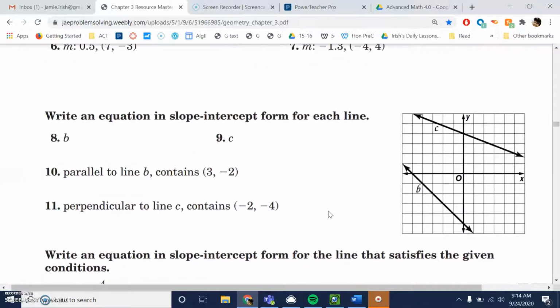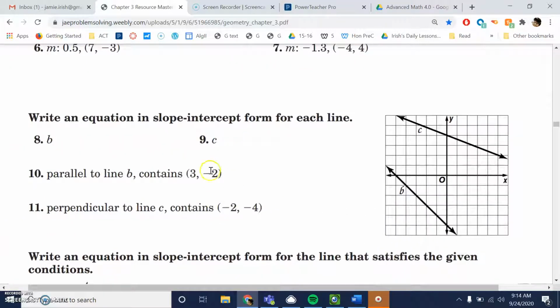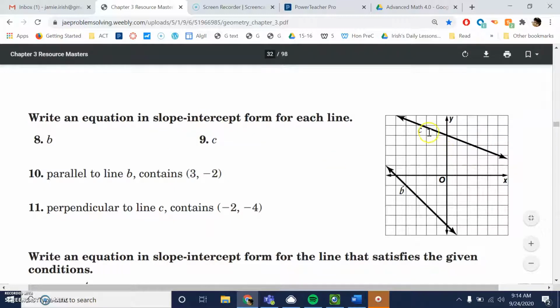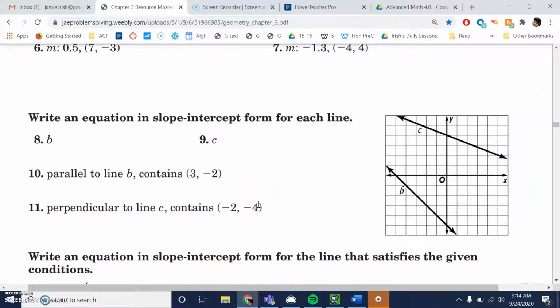Here we go. So see 10 and 11, that's what I want you to do. 10 and 11, I want slope-intercept form for a line parallel to B and perpendicular to C going through those points. Pause the video and go. All right, let's check it out.